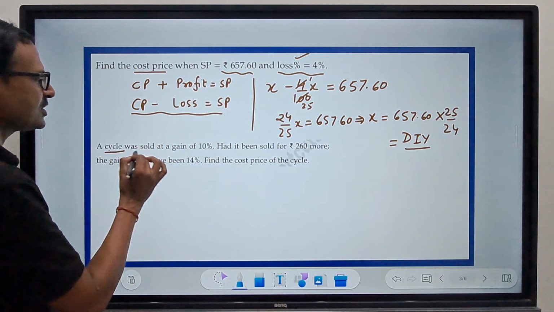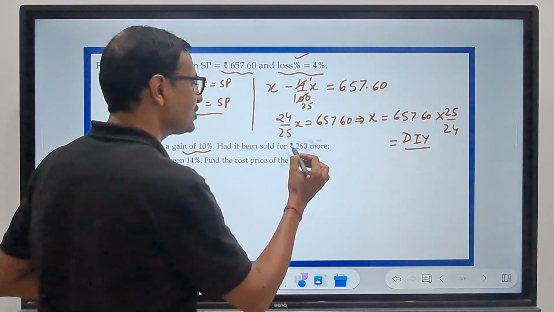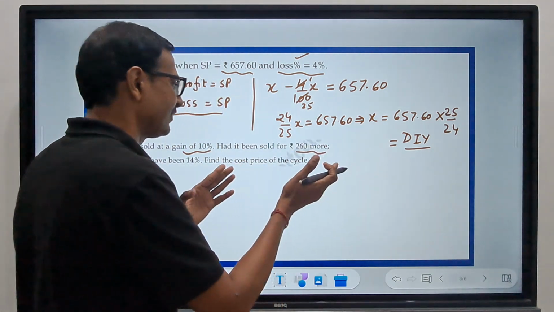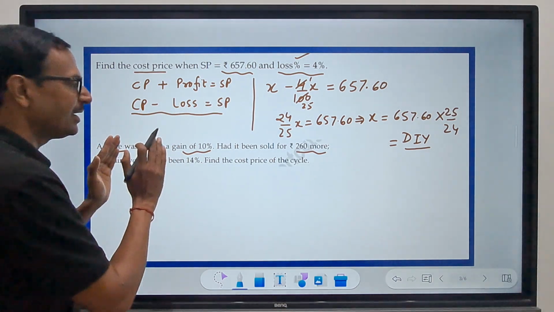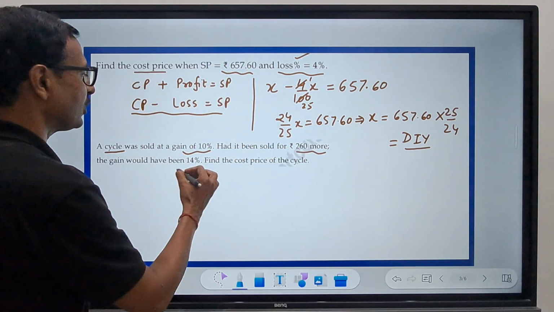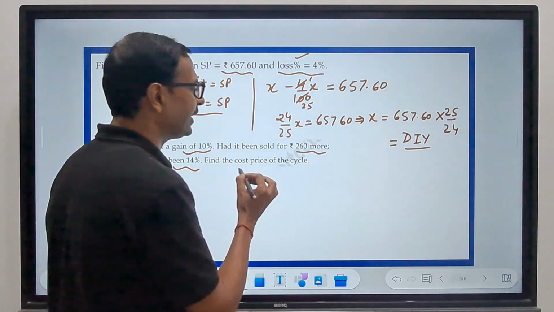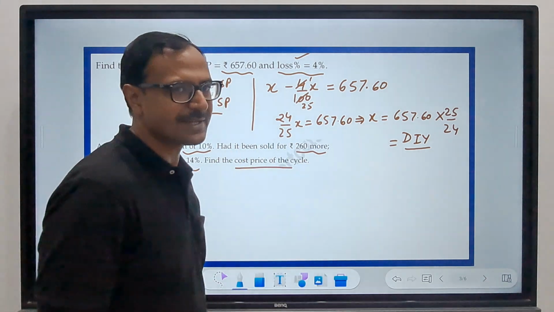There is a bicycle which is sold at a gain of 10%. Now he says, had it been sold for 260 more than the selling price here, then the profit obviously will increase, right? Because you are increasing the selling price. We need to find the cost price of the cycle.